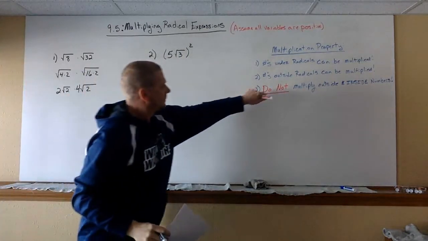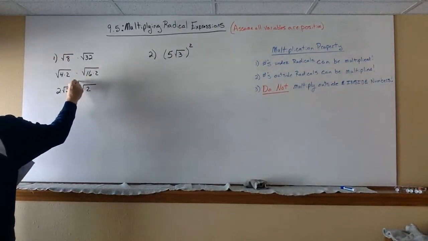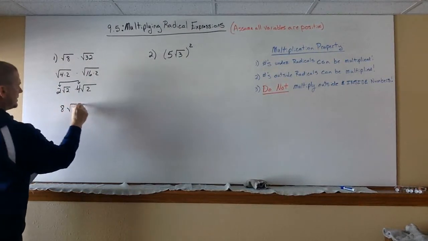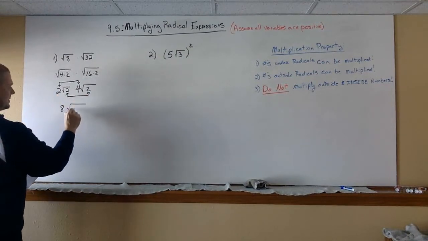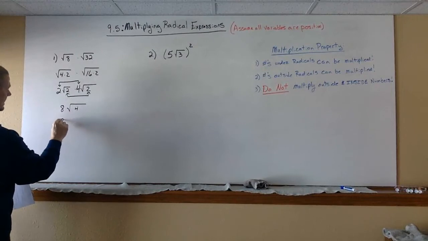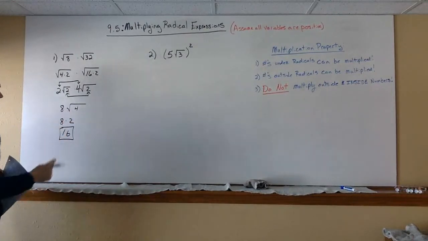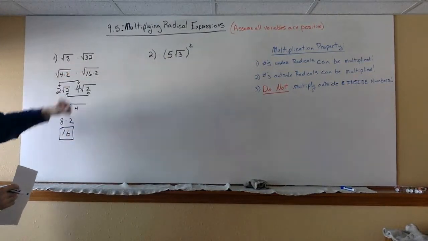Now, numbers outside can be multiplied. So that means 4 times 2 gives me 8. And numbers underneath the radicals can be multiplied. 2 times 2 is 4. Oh, 4 is a perfect square again. So that's 8 times 2, or 16. You might have seen that perfect square because there's nothing left in the root if you'd multiplied those together.